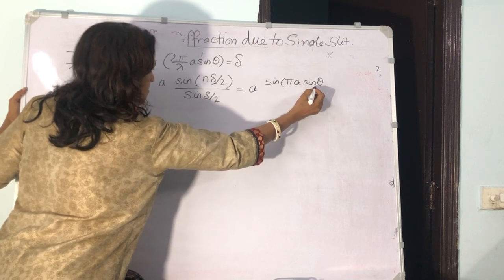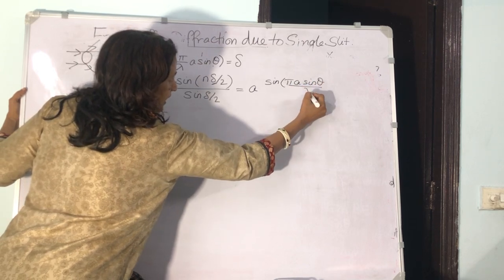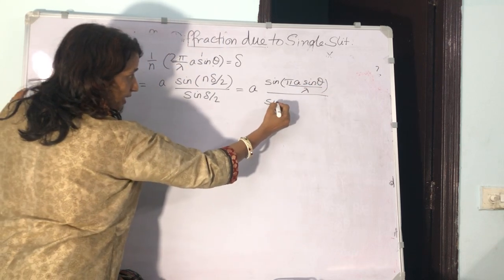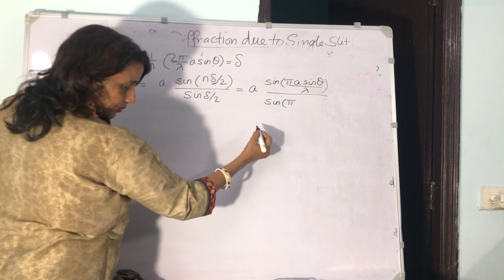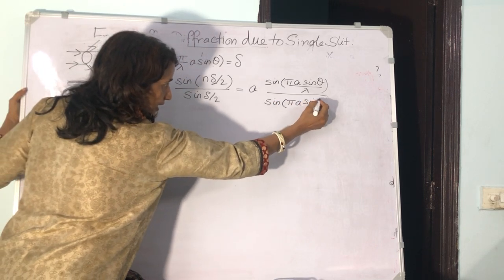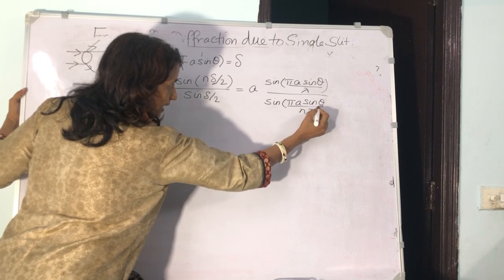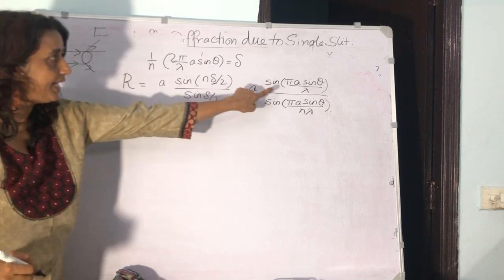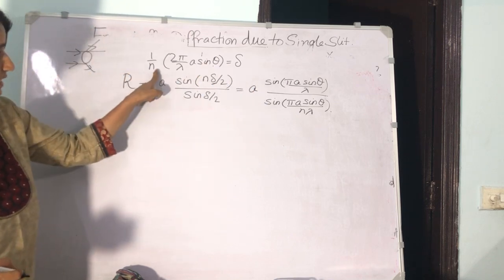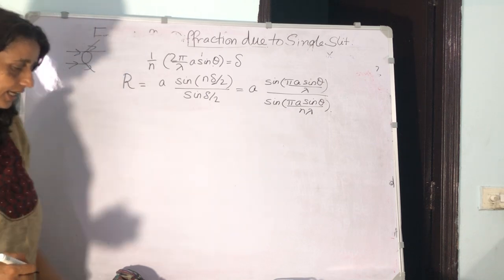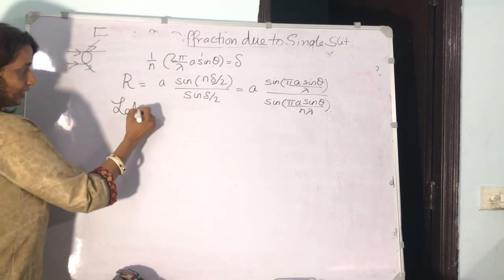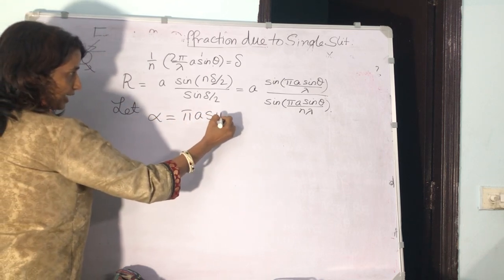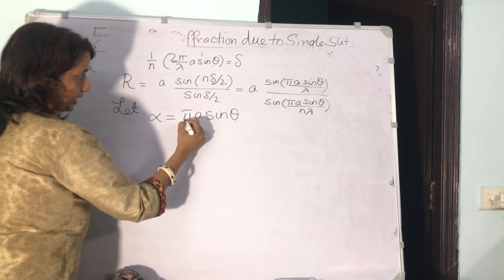So this becomes a sine pi a sine theta upon lambda divided by sine pi a sine theta upon n lambda. What have we done? We have just put this value of del here. This n got cancelled and here we are retained with the n. So let alpha be equal to pi a sine theta upon lambda.